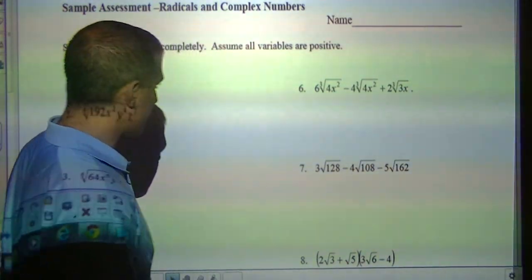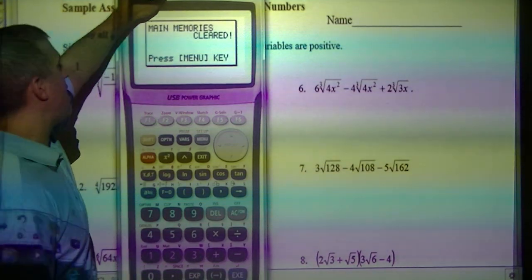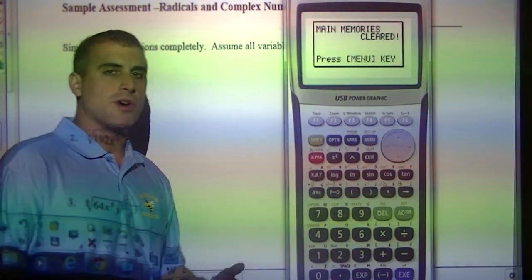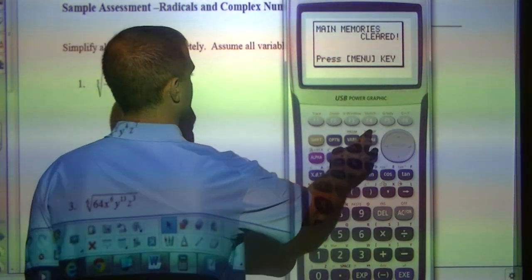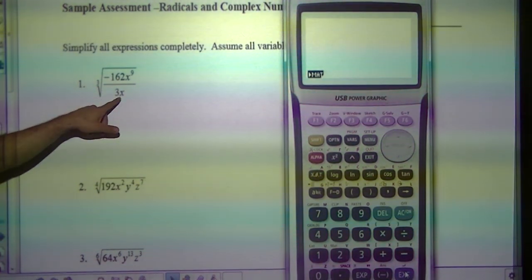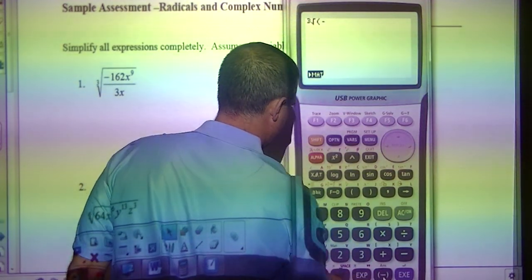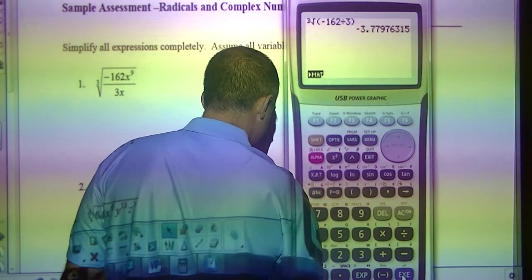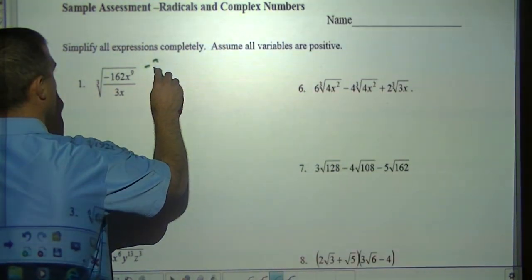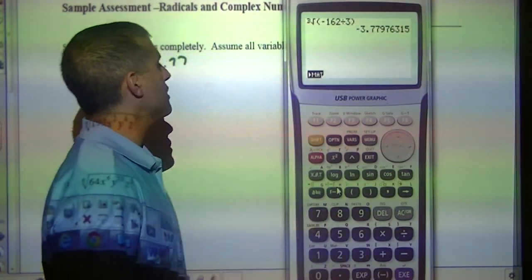One thing you want to do with all your radicals is you always want to type into the calculator the numbers first, because we want to avoid making dramatic mistakes here. So for this one, that's the cube root of negative 162 x to the something divided by 3. I'm going to do the cube root of negative 162 divided by 3, and that's negative 3.77. I can't turn that into a fraction or decimal, so I'm going to have to reduce it.